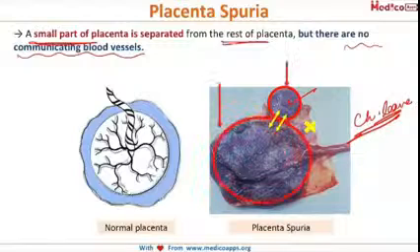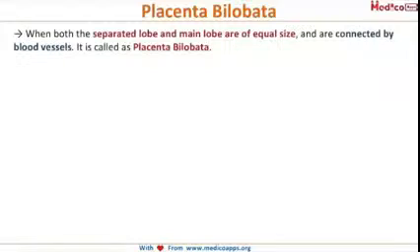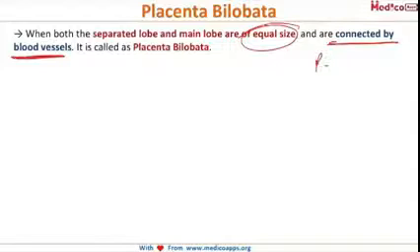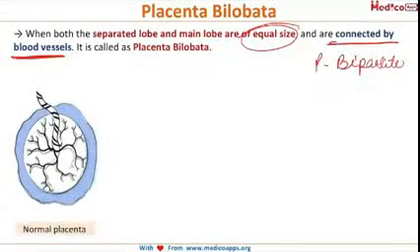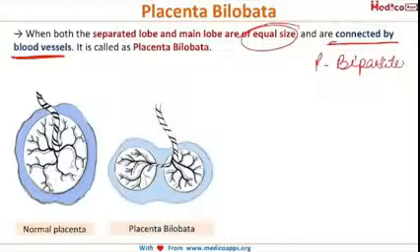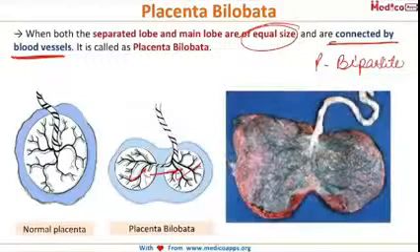Now, the next type of placental abnormality is also similar to this, which is called placenta bilobata, and in this the separated lobe and the main lobe are of equal size and connected by blood vessels like placenta succenturiata. This type of placental abnormality is also called placenta bipartita or placenta duplex. As we can see in this diagram, this being the normal placenta, this is placenta bilobata, where both the lobes are equal in size and they are connected by a leash of blood vessels. Here also you can see this.